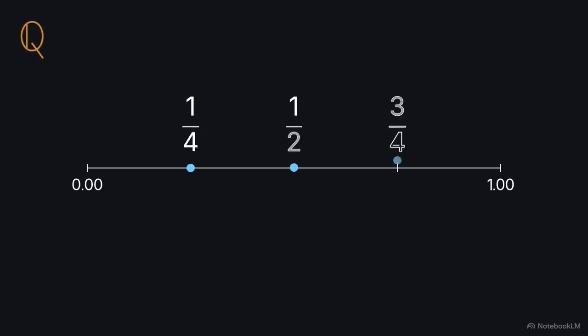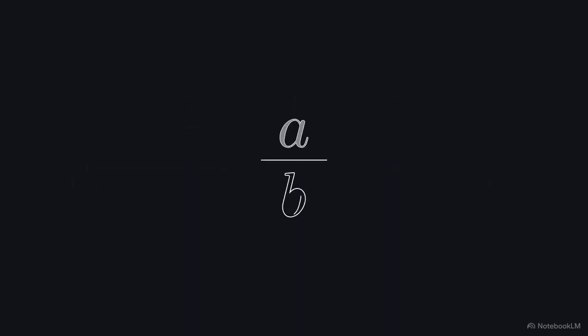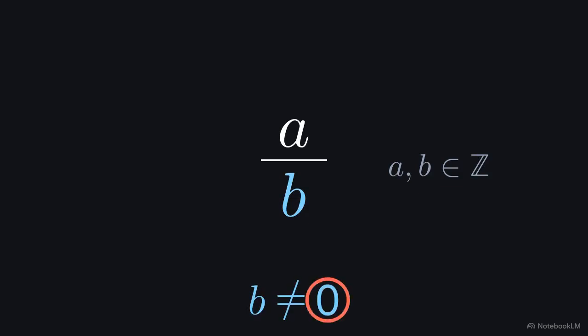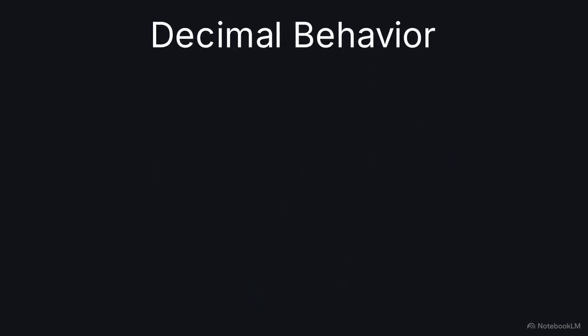Rational numbers, or Q, are the structural tools used to fill these gaps. To be classified as rational, a number must be expressible as a fraction of two integers. This rule has one absolute constraint. The denominator can never be equal to 0. This fractional definition determines exactly how the number behaves when written in decimal form.